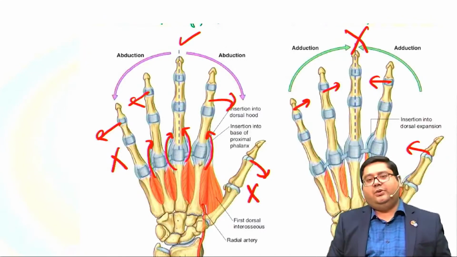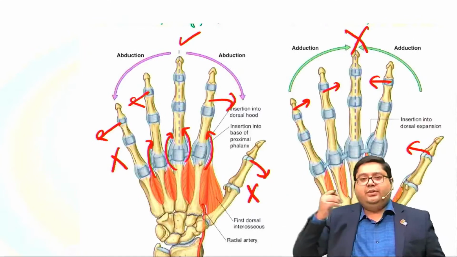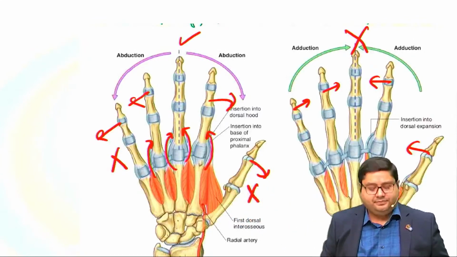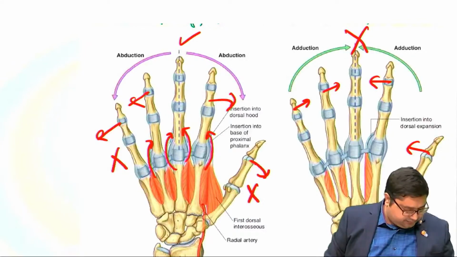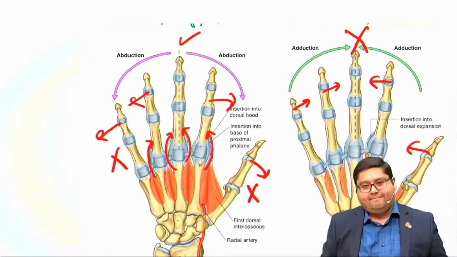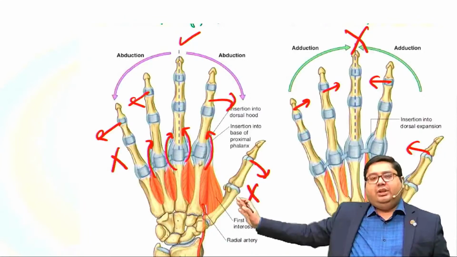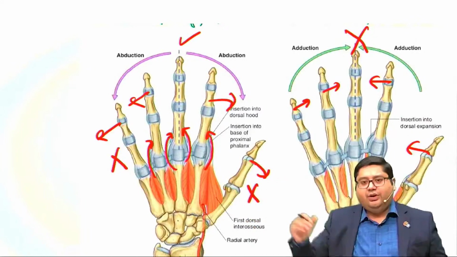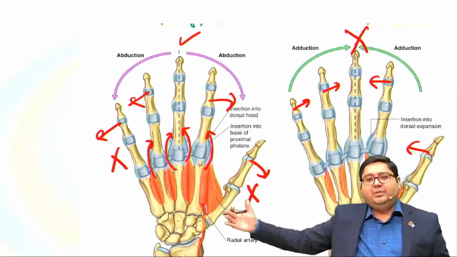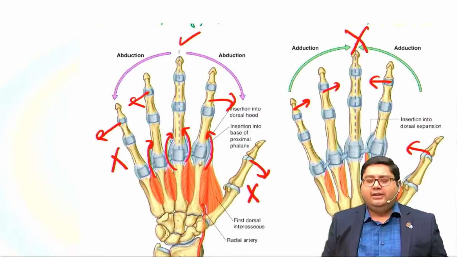My question now: if the thumb and the little finger do not have dorsal interossei muscles, how will their abduction be done? Who will do their abduction? That will be done by their own abductors. Abductor pollicis brevis, thenar muscle, and abductor digiti minimi, hypothenar muscle. So that's why they don't even need that.